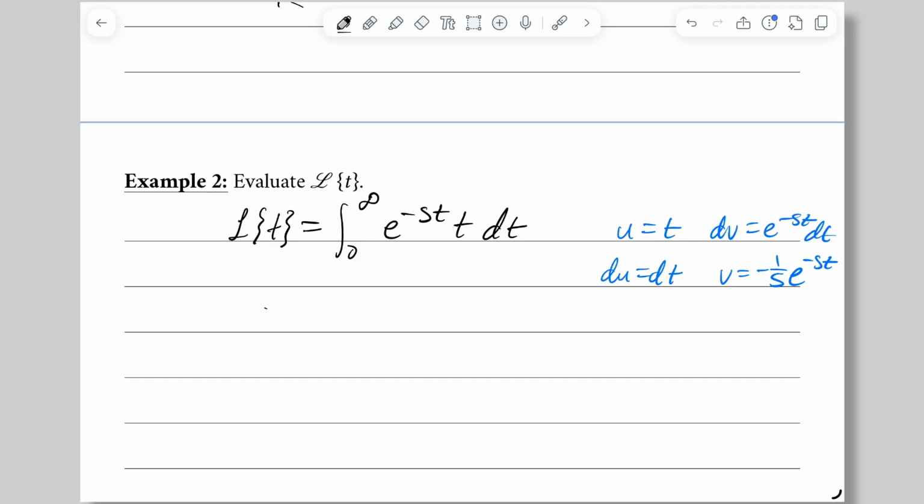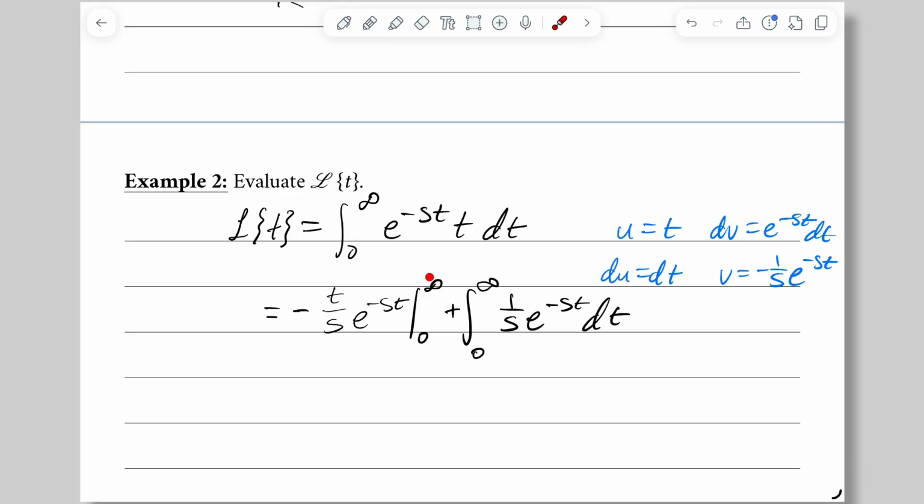Then using the integration by parts formula, we have negative t over s e to the negative st, evaluated from 0 to infinity. Minus gives us plus, for the integration by parts formula, the integral from 0 to infinity of 1 over s e to the negative st dt.